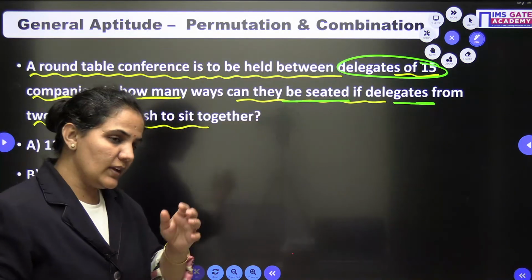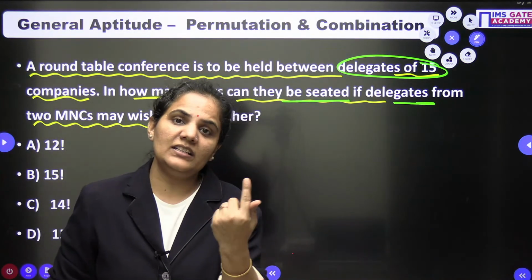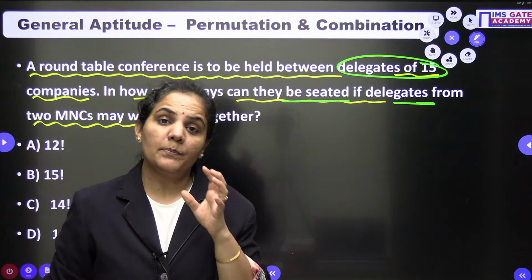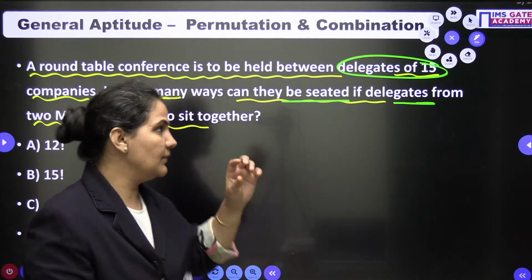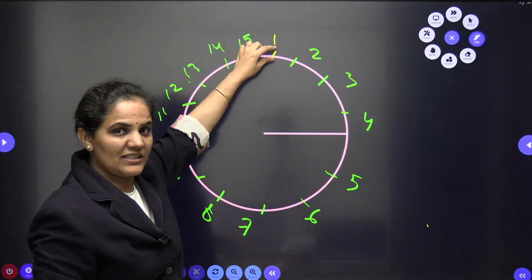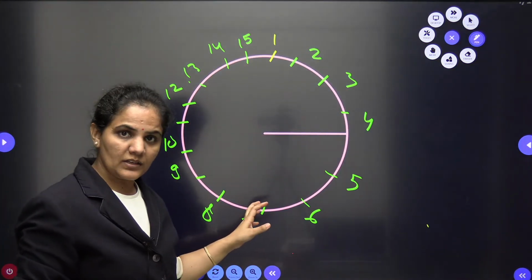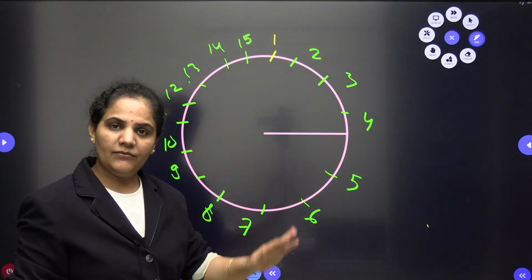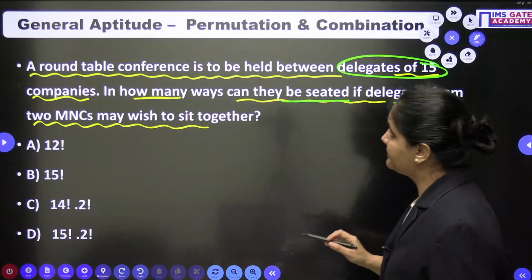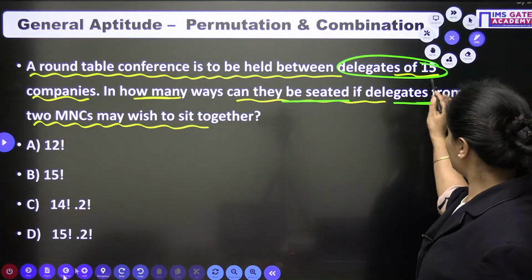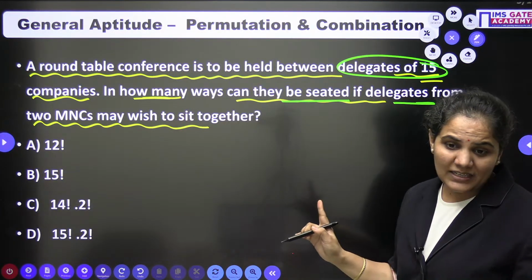When we are arranging persons around a circular table, it's not that the table should start from here. This is not the starting point, and this is not the ending point. We can start from anywhere and end anywhere. So here the order does not make any difference. Now one important thing is mentioned here that there are 15 companies.